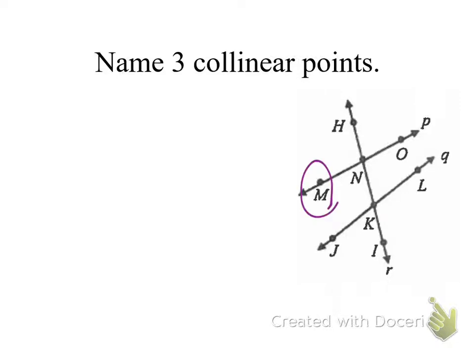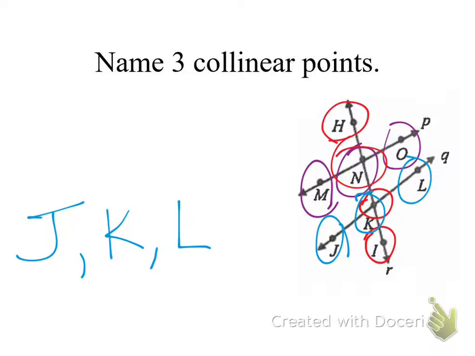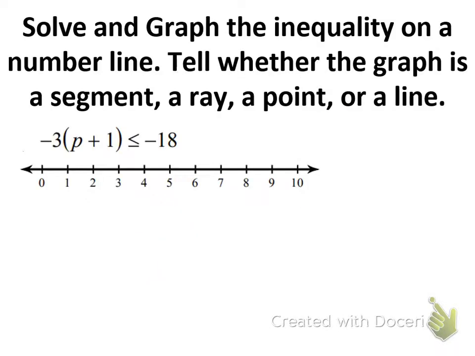You could say M, N, O. Or you could say H, N, K. Or you could say J, K, and L. When you list them, you put a comma between them. Let's do this one. It's a little harder.